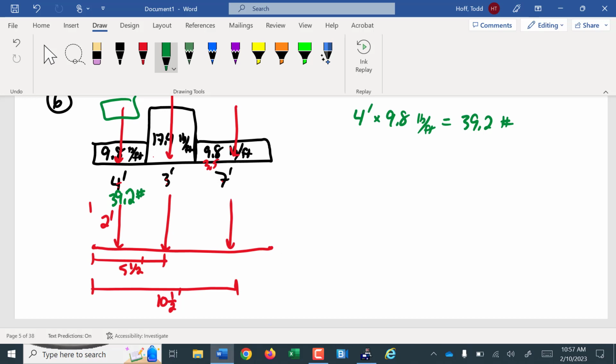How about this one here? Three feet times 7.4 pounds per foot is 22.2 pounds.